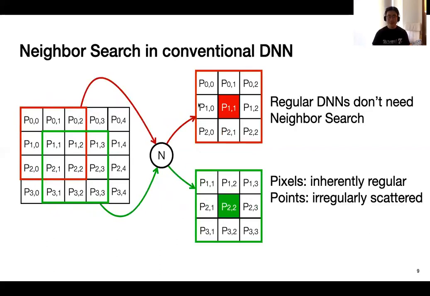In conventional DNNs, there's really no need to do an explicit neighbor search. The fundamental reason here is that pixels on 2D images are very regular, while in our case, the points in 3D point clouds are irregularly scattered in memory.